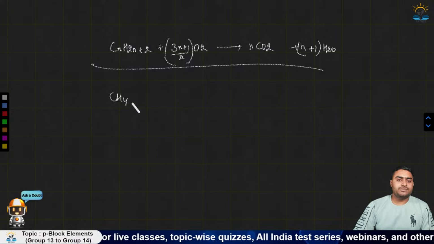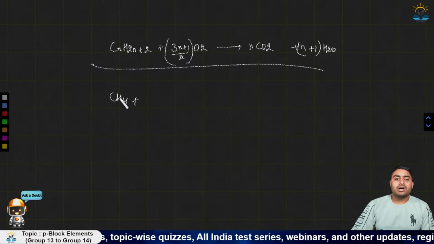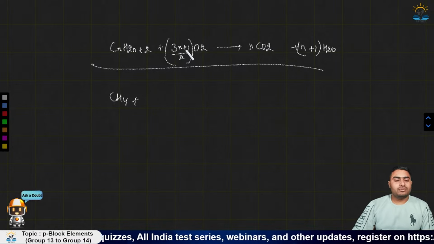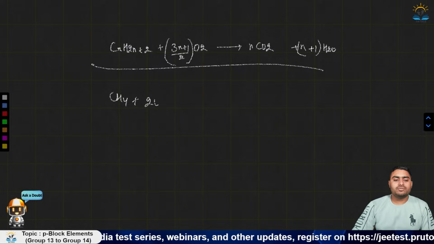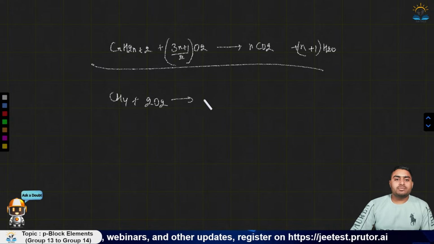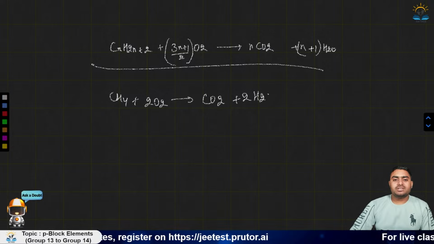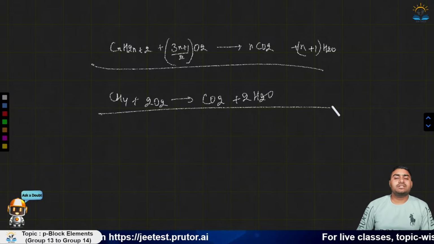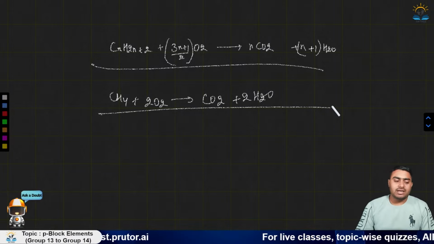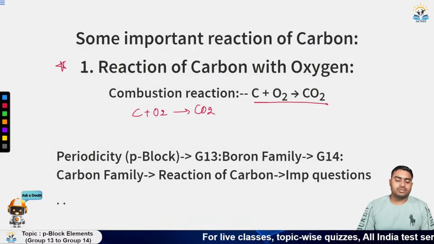Suppose I am writing CH4. CH4 has n equal to 1 carbon, so 3 plus 1 is 4, divided by 2 gives 2. CH4 plus 2O2 gives CO2 plus 2H2O. Now you can see this is the complete balanced chemical equation, and this is the combustion reaction of methane.